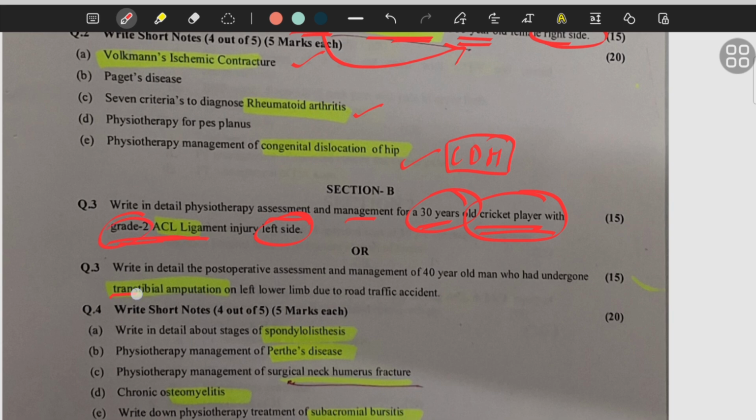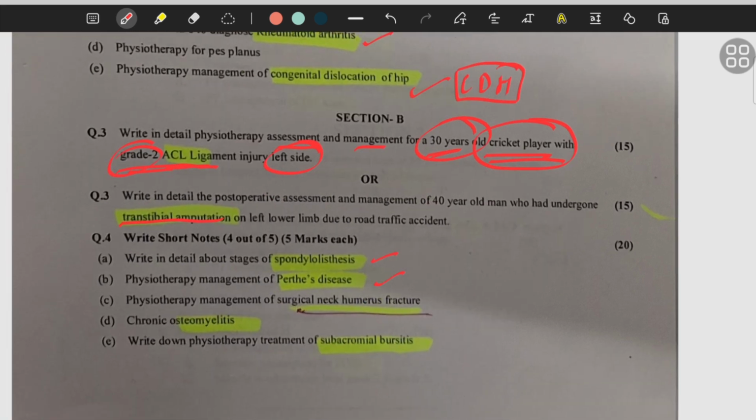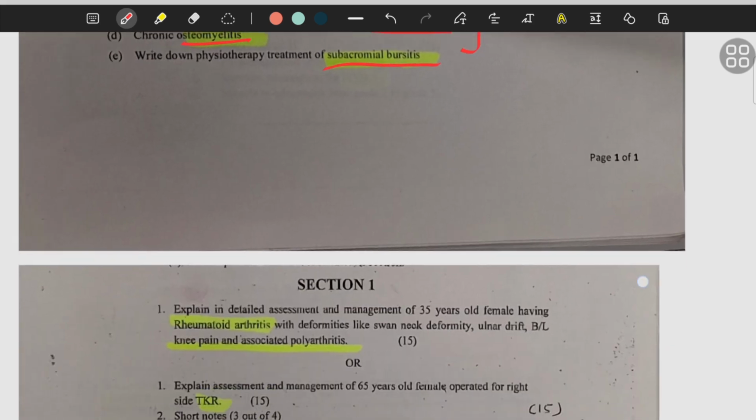Then transtibial amputation, you have to remember the other names for the amputation: for the above knee amputation what is the other name, then for the below knee amputation what is the name, then for the upper limb amputation what are the other names. Then spondylolisthesis for the 5 marks, Perthes disease, surgical neck of humerus fracture, osteomyelitis, subacromial bursitis. All these are for the 5 marks.